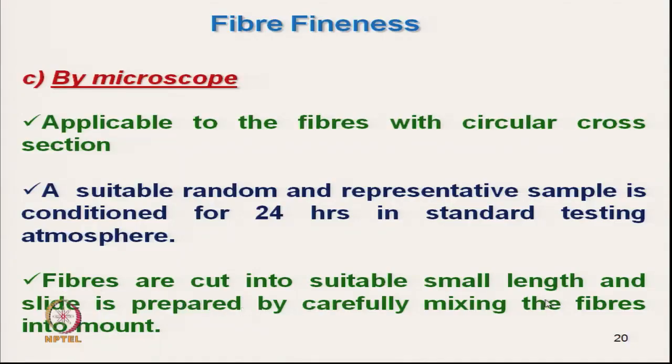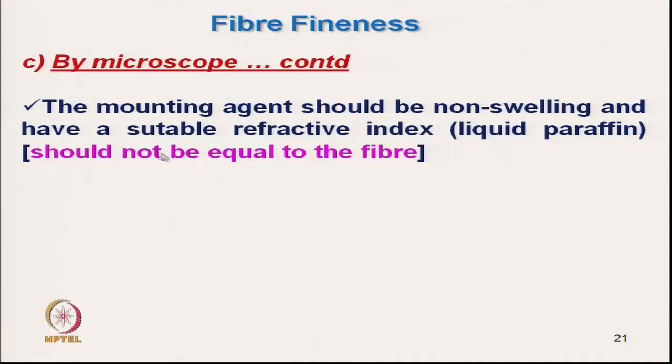So, for measuring diameter we have to first condition properly. Then fibers are cut into suitable small lengths, because we will measure the diameter under the microscope, and the slide is prepared by carefully mixing the fiber into a mount. Some mounting material, some mounting chemical has to be there. The utmost care has to be taken in selecting the mount so that it should not swell the fiber, that is very important. The mount is important because it has to keep the fiber in its position when placed on the slide. The mounting agent should be non-swelling and have suitable refractive index. Normally liquid paraffin is used.